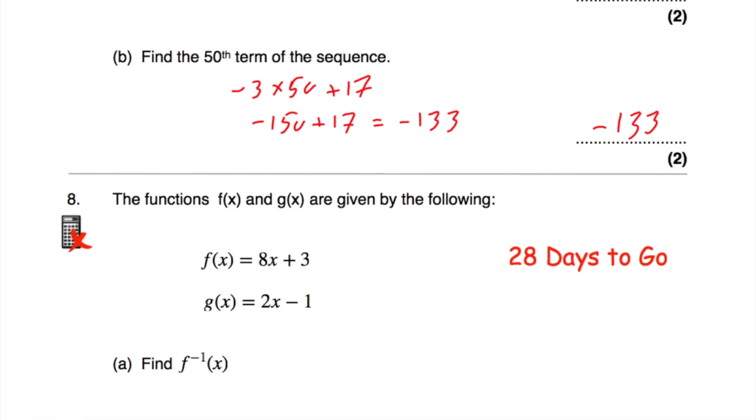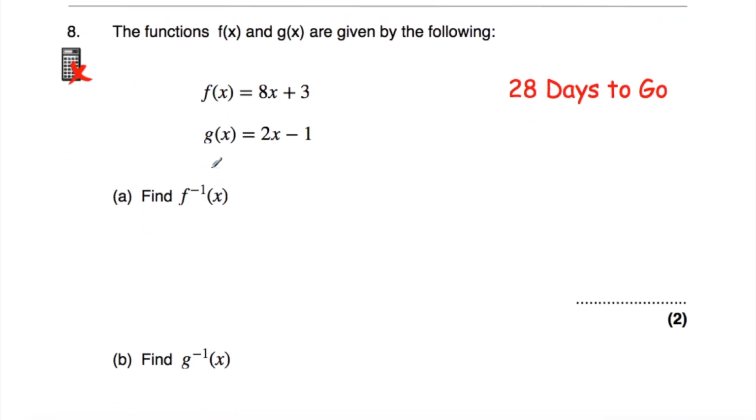Okay, let's look at question number 8. Question number 8 is on the inverse function. We've got function f and function g, and we want to find the inverse of function f and the inverse of function g. So let's start off with a. Let's let this equal y. So y equals 8x plus 3. And we want to make x the subject.